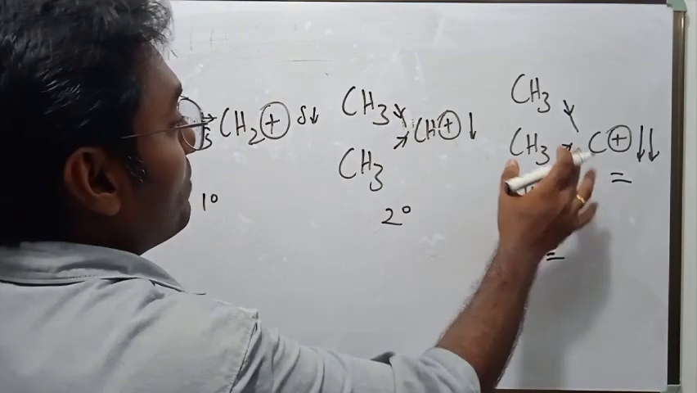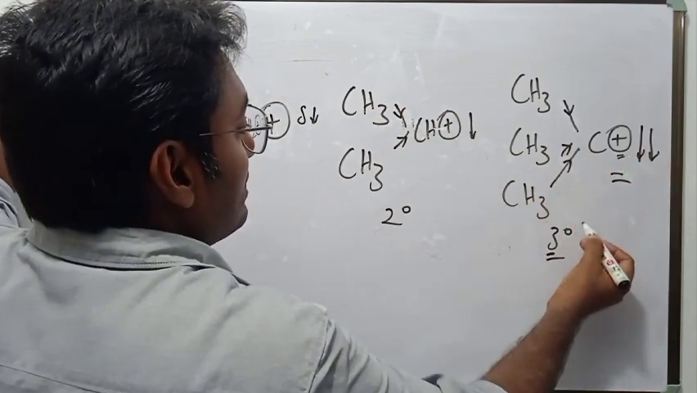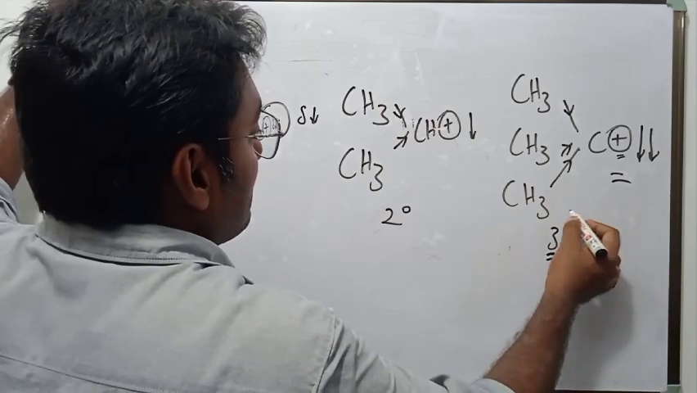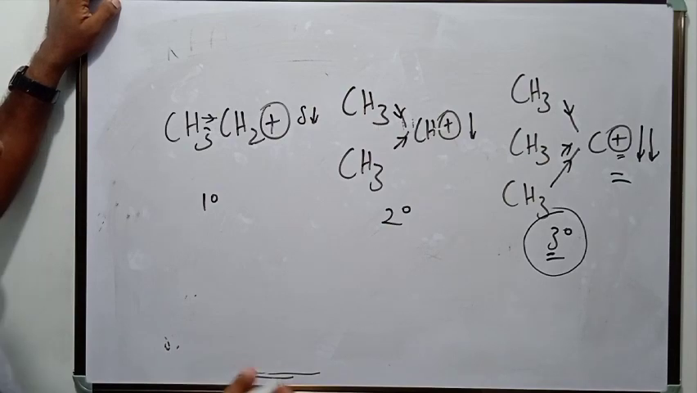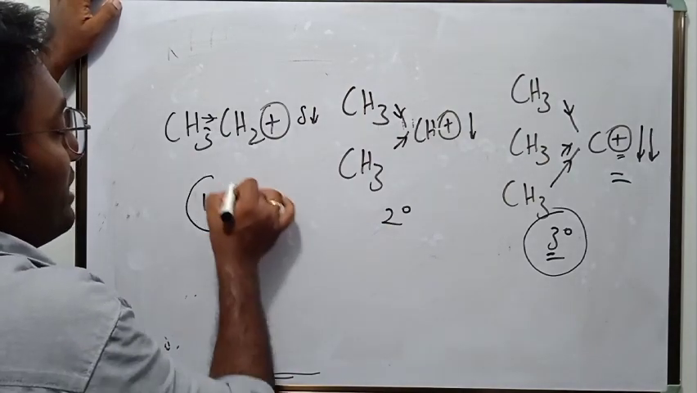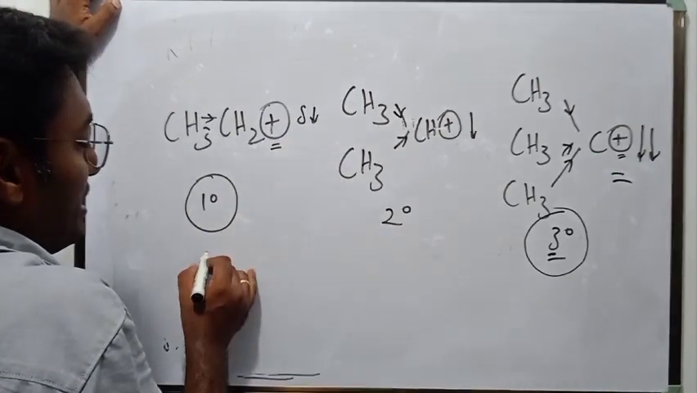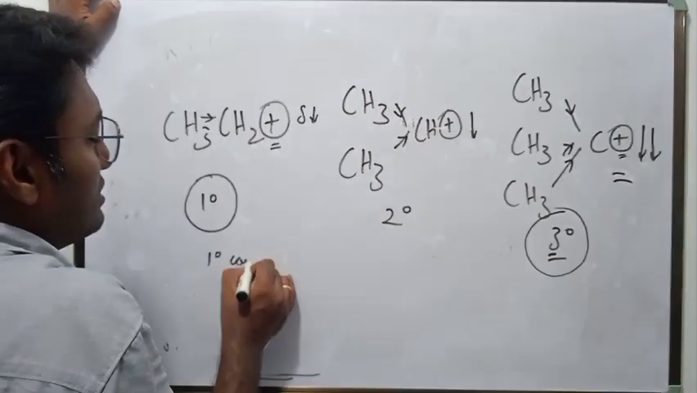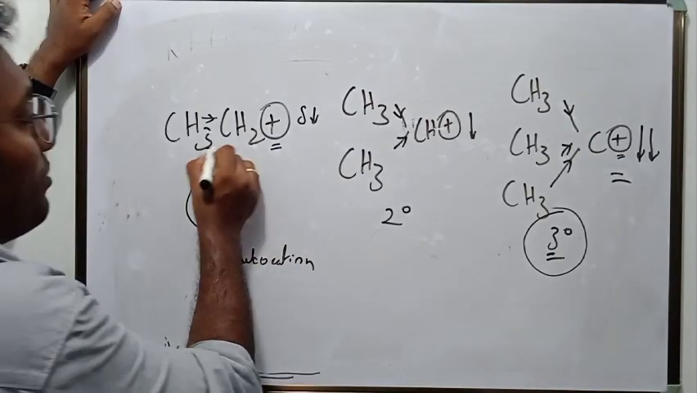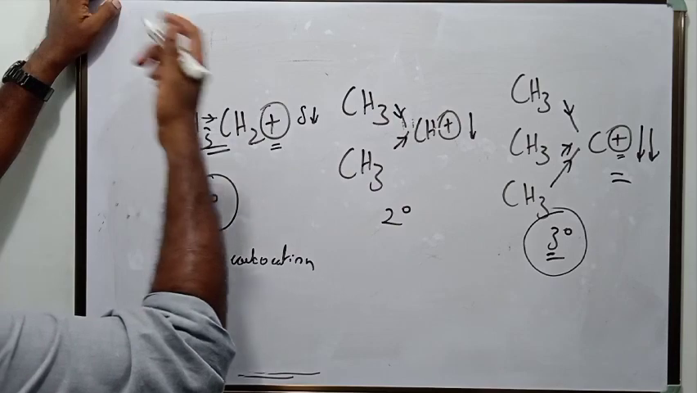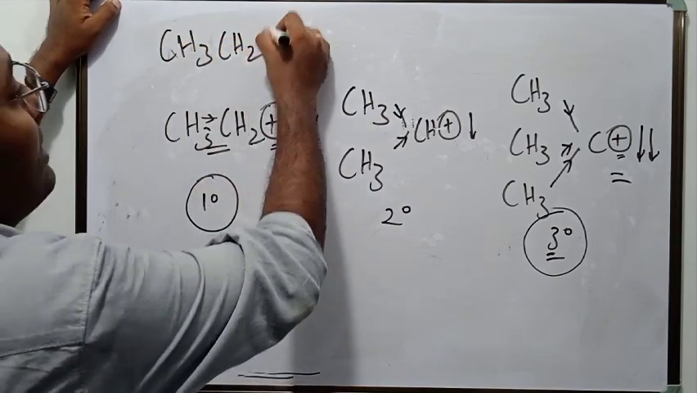So the most stable, where this positive charge is the least, is the tertiary carbocation. And the most unstable of them is the primary carbocation, because the positive charge here is not greatly reduced. So the primary carbocation is the most unstable of all carbocations. Now primary carbocations come from which alkyl halides? Yes, it comes from primary alkyl halide.